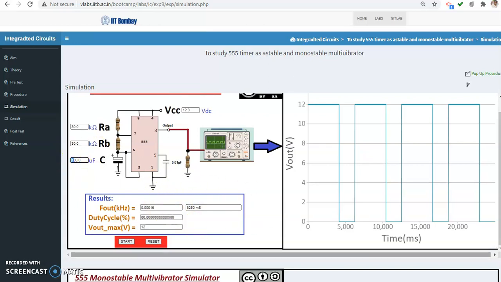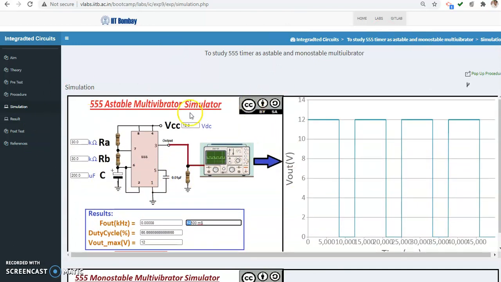Next reading, please all of you take the screenshot. Second reading, 200. Start. So what is that? It is 12.5 seconds. This is a very small application I use. So the astable multivibrator is over.